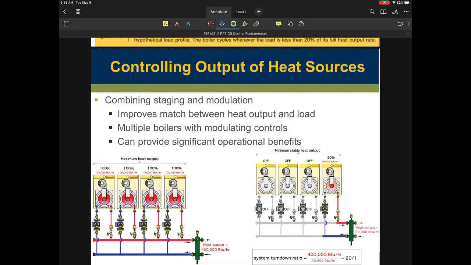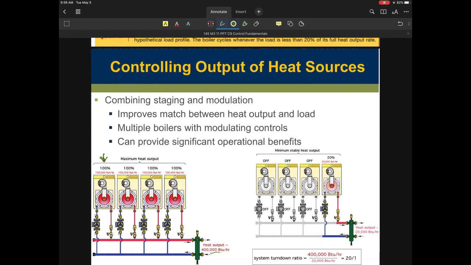And of course, the ultimate and the final one that we'll look at here is combining staging and modulation in a system. So my best application would be where I have multiple boilers, which provides me backup and a number of other things. We can match up the load, and we can have each of these boilers operating and functioning. So what I have in the lower left here is 4 100,000 BTU modulating boilers. Every one of these is 100,000 BTUs, and they all modulate.